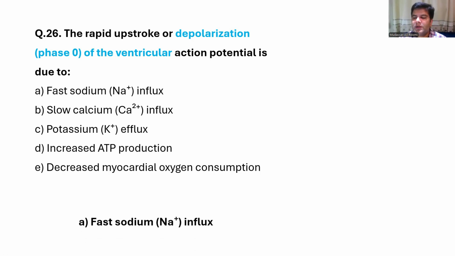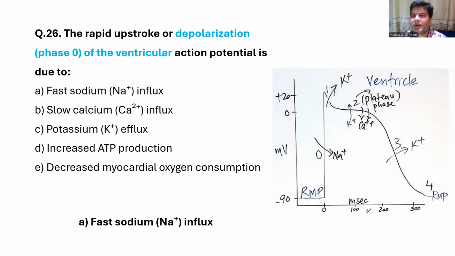fast sodium influx. If you know the action potential of ventricular muscle, you can easily recall that phase zero, which is the rapid upstroke or depolarization, is because of sodium influx through fast sodium channels.